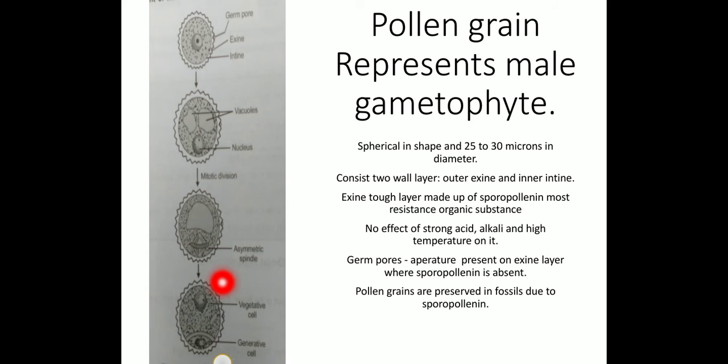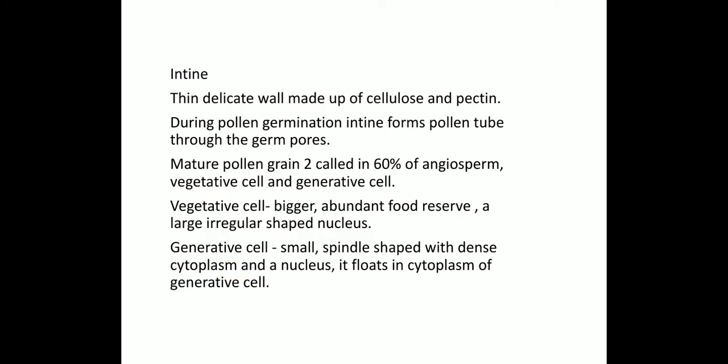So the two-celled condition is seen in 60% of angiosperms. In the remaining angiosperms, the generative cell undergoes another mitotic division and forms two male gametes, and that is the three-celled condition observed in a few of the angiosperms.